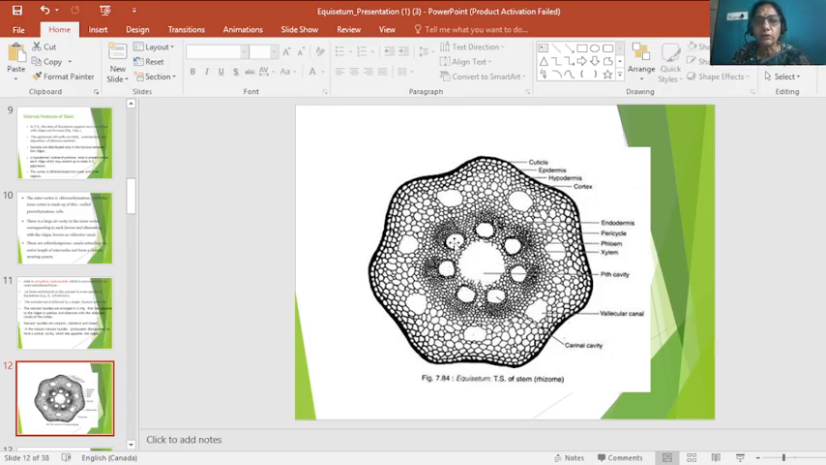Internally is present the stele, which is known as the ectophloic siphonostele. You can see the stele having, opposite the ridges, the carinal canals. The vascular bundles present are conjoint, collateral, and closed, where the xylem and the phloem are present. The protoxylem cells form a cavity-like structure, which we call the carinal canal. In the center is present the pith.